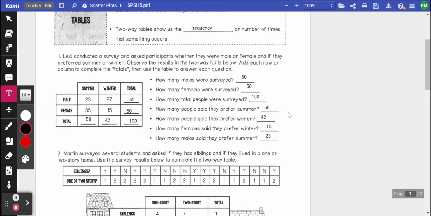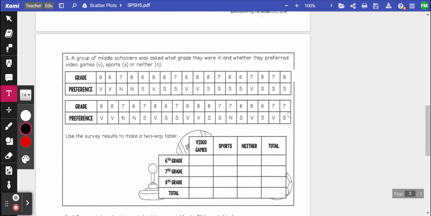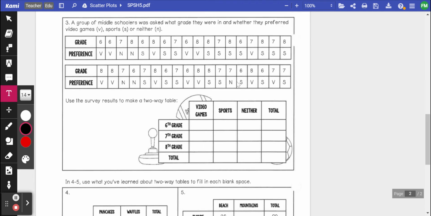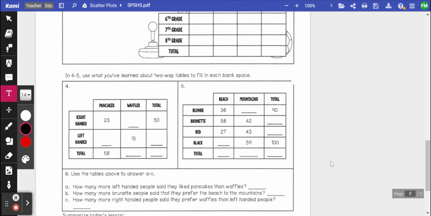Okay. So there's the whole first page. Gives you a basic idea. I'm not going to fill this in, but on number 3, we've got 2 categories. We've got a grade, so what grade people are in, and then we've got their preference of activities. So you've got 6th, 7th, and 8th graders, and then video games, sports, and neither. So our 2 categories are grade level and preferred activity. But we can break all that down into even more, and we can answer questions based upon that.